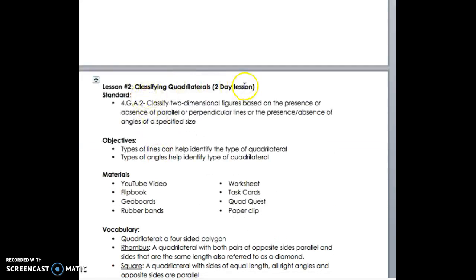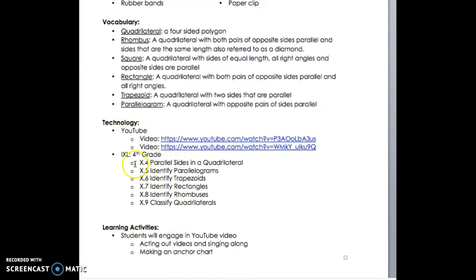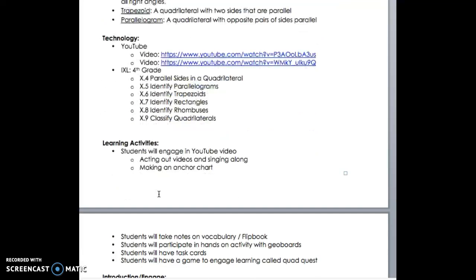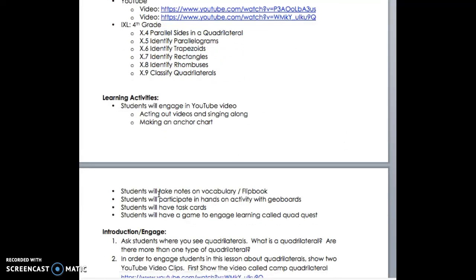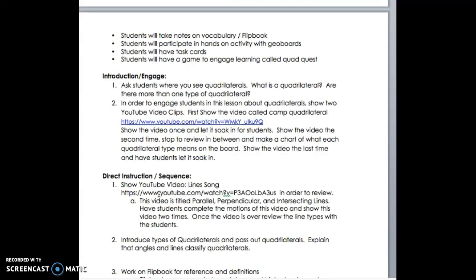Again, the next one, they'll be classifying triangles. Or quadrilaterals. It's a 2-day lesson. And in that lesson, they'll be learning all the different types. They'll be watching YouTube videos. They can get on iExcel as another technology tool. Students can engage in that YouTube video. They can take notes. They're going to have a note-taking sheet to keep all of this new knowledge present.